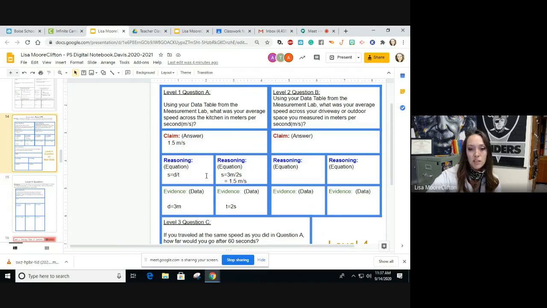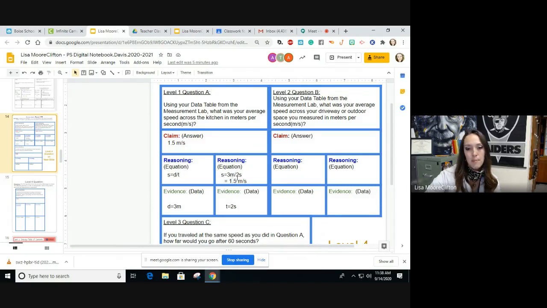So then you're going back to your reasoning and you're going to put your evidence, your data, plug it into the equation and figure it out. Notice I'm keeping my units. You must have your units on there. I'm just going to send it back. It is incorrect if you do not have your units on all of your numbers, because numbers without units are meaningless in science.